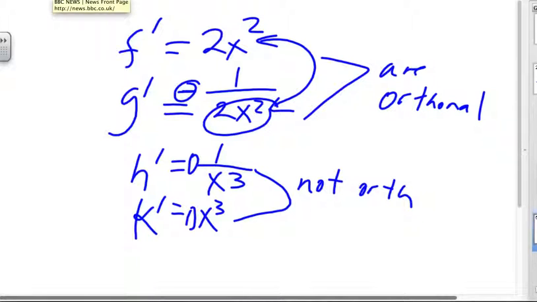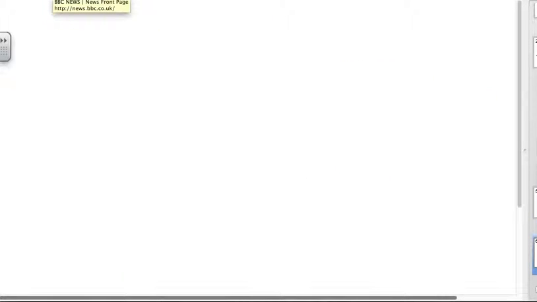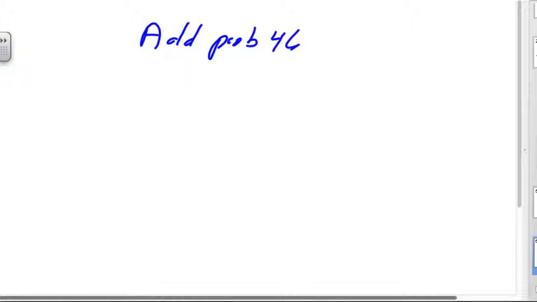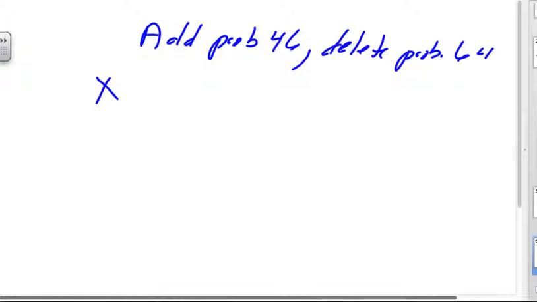Okay, so the last skill then we're going to talk about is higher order derivatives. And let's go back. Remember, add problem 46, delete problem 64. So let's go back and take a look at an old friend we did last time.